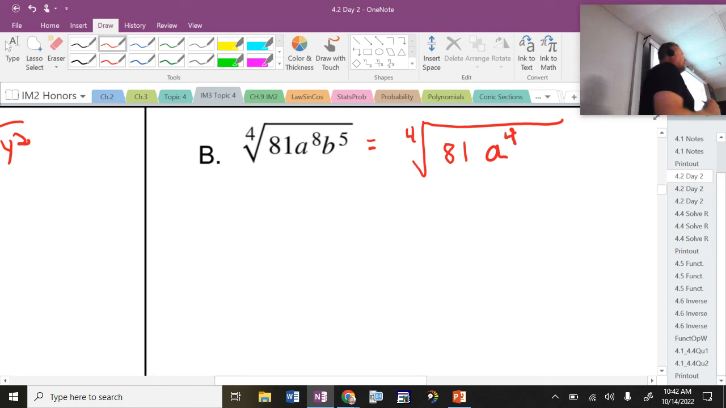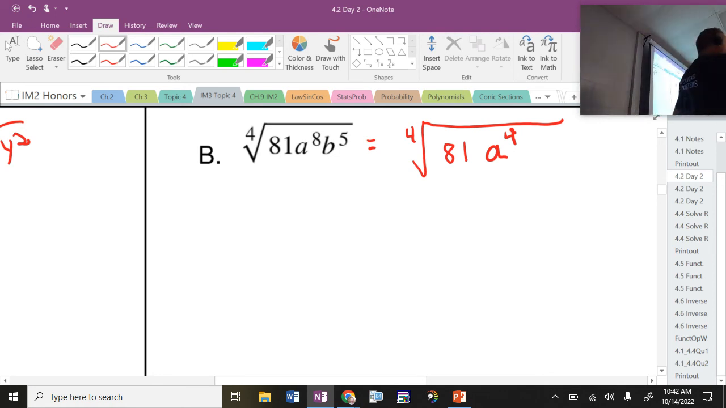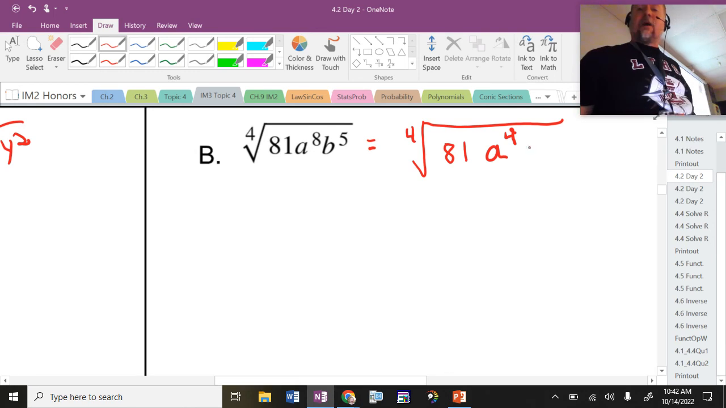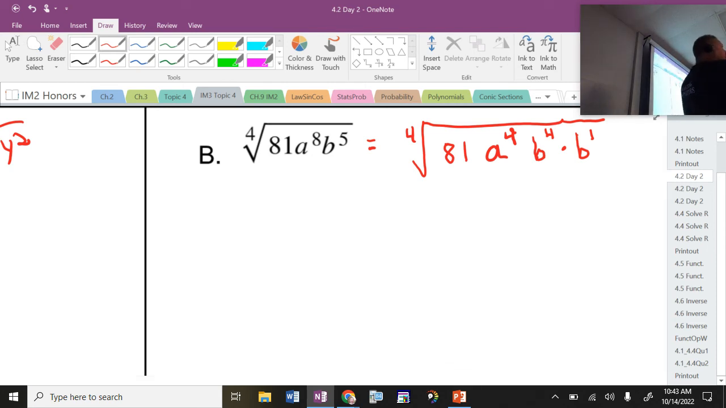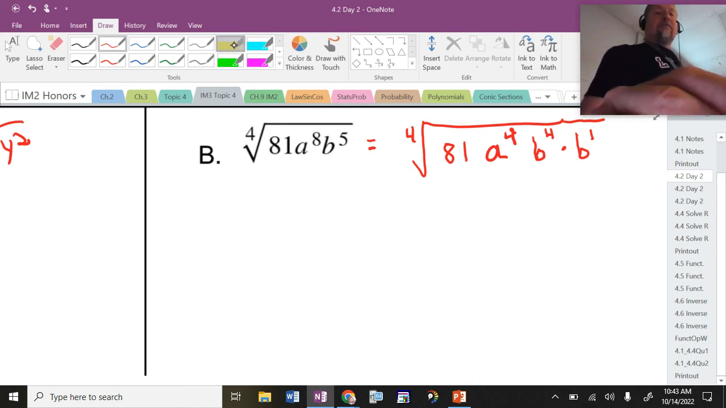Now b to the fifth. Is that a perfect fourth root? Yes or no? 3, 2, 1, go. No, but I need to break this down, and this is why I went over the exponent rules. I need to break this down into a product that is, and then the leftover. So I've got to break down b to the fifth into b to the fourth times b to the first, reversing the sum rule of the exponents. Okay, now I can ask all of these individually.